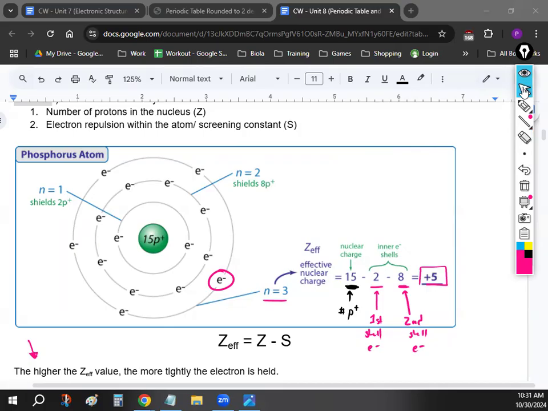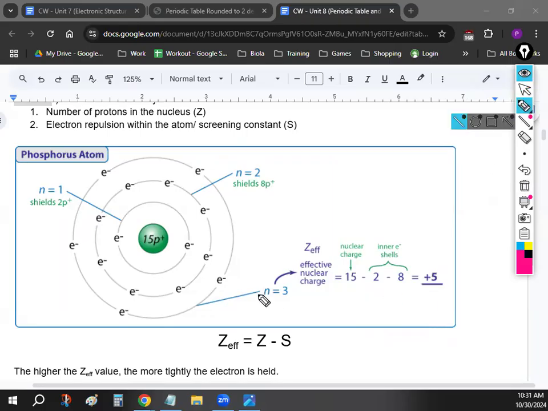Okay. All right, but any questions on this equation? Okay, so this 5 value has to do with the valence electrons, right? It's for when you're looking at something in shell number 3. Okay, but let's take a look at an electron from shell number 2, okay? So let's calculate the Zeff for an electron from shell number 2.